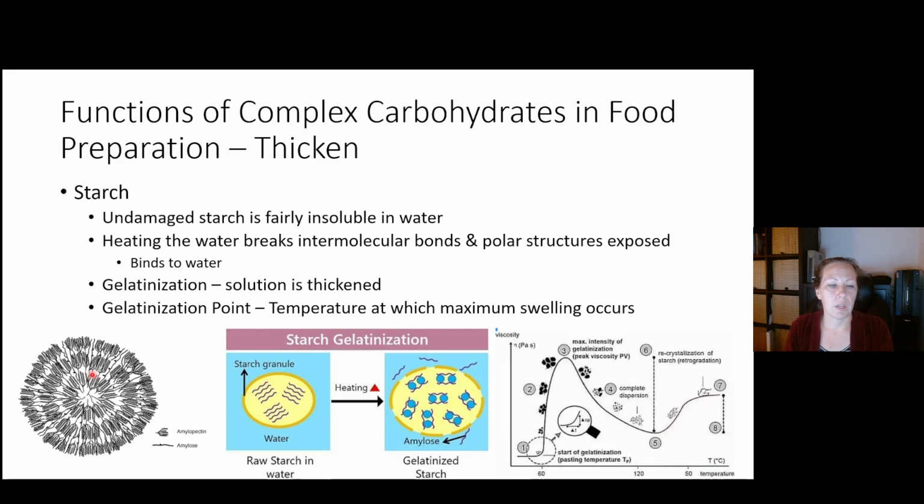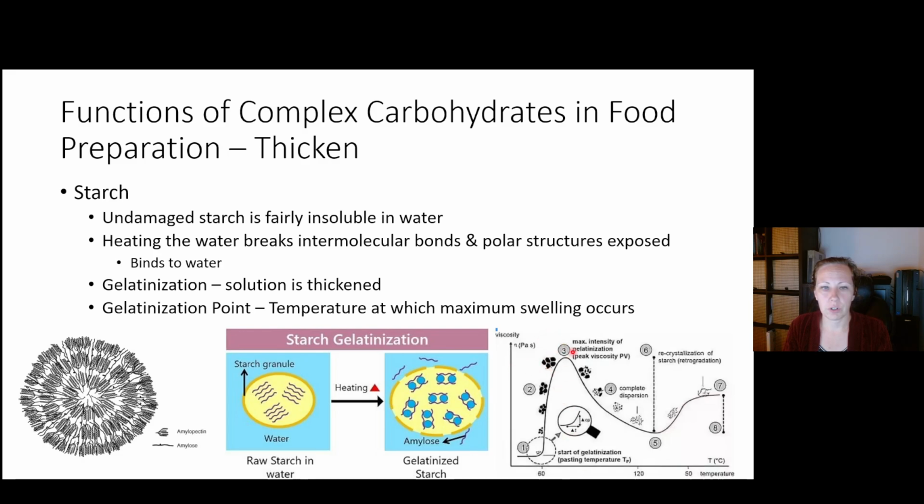Okay, and so the temperature at which that maximum swelling occurs is called the gelatinization point. Okay, so in this figure here, you have the starch granule heating, and water is able to get in between the molecules of the starch granule, and that is gelatinized starch.